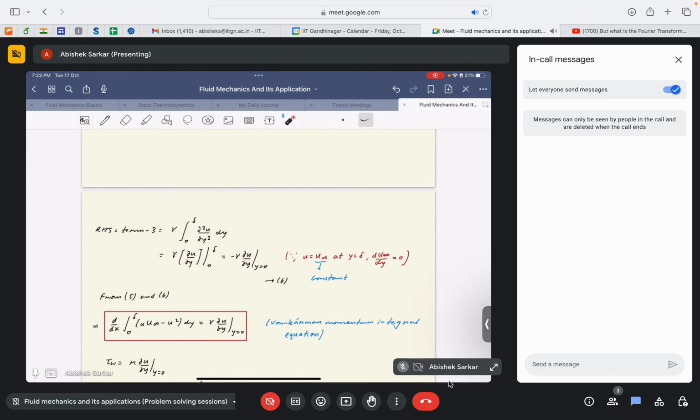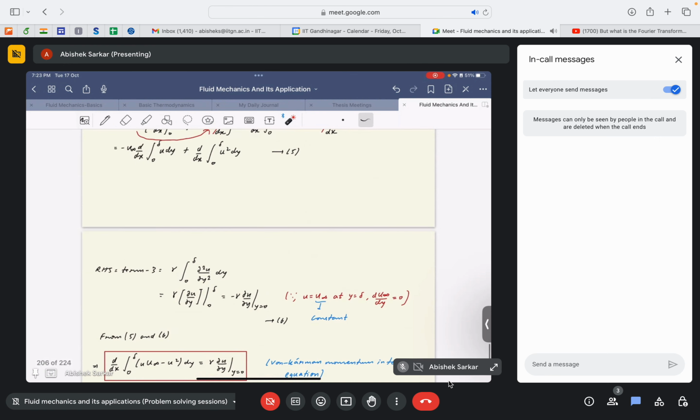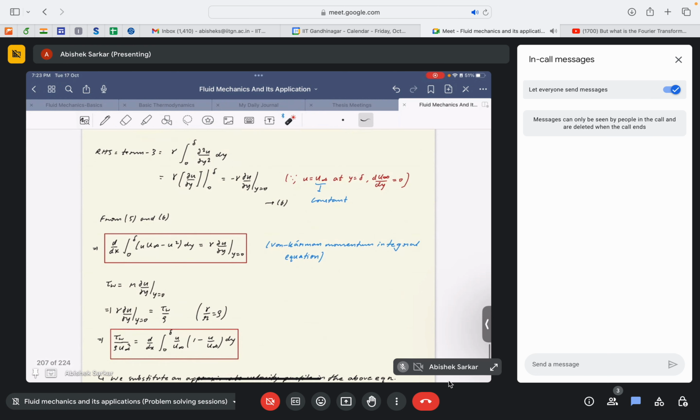Okay, so now if we combine all these terms, specifically equation 5 and equation 6, we get the final form of the equation as d by dx of the integral from 0 to delta of u into (u infinity minus u) dy, which would be equal to nu times dou u by dou y at y equal to 0. Okay, and this equation is very famous. It's also known as the von Karman momentum integral equation.